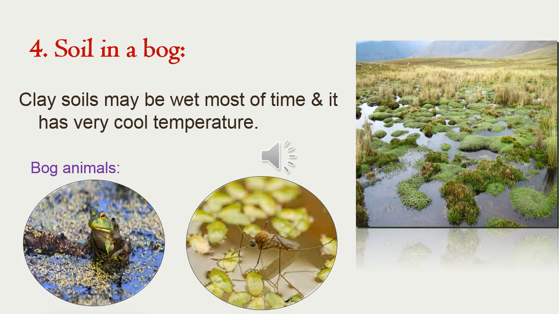What about the soil in a bog? Do you know what is meant by bog? Bog means pond. If we have clay soil located at the bottom of a bog, super, it will be wet most of the time and it can affect the temperature of this place. The temperature of this place will be cool, and animals live in a bog, like frogs.